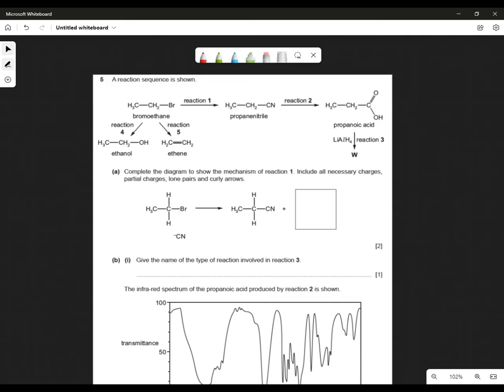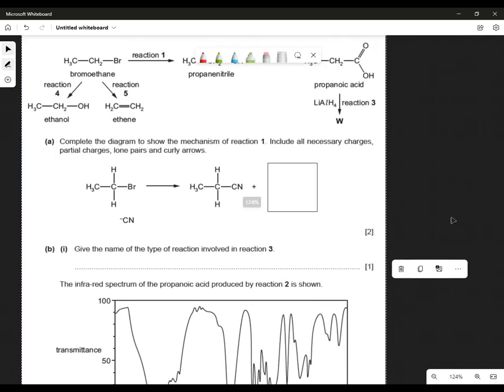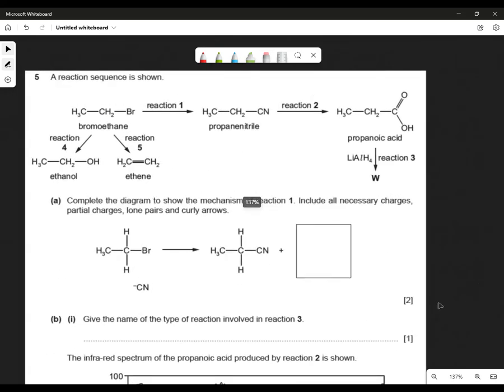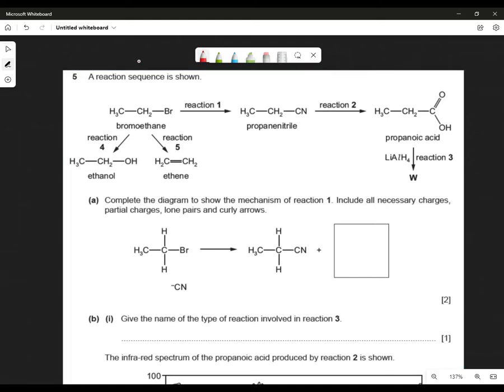Hello, this video is for Bodhibana and it's from 2016, May, June, and it's paper 2-1 and it's question 5, as you can see. All right, there's a sequence. Complete the diagram to show the mechanism of this. This is obviously a nucleophilic substitution. And let me make it a bit bigger because it's a bit small to see the details here. Okay, there we go.